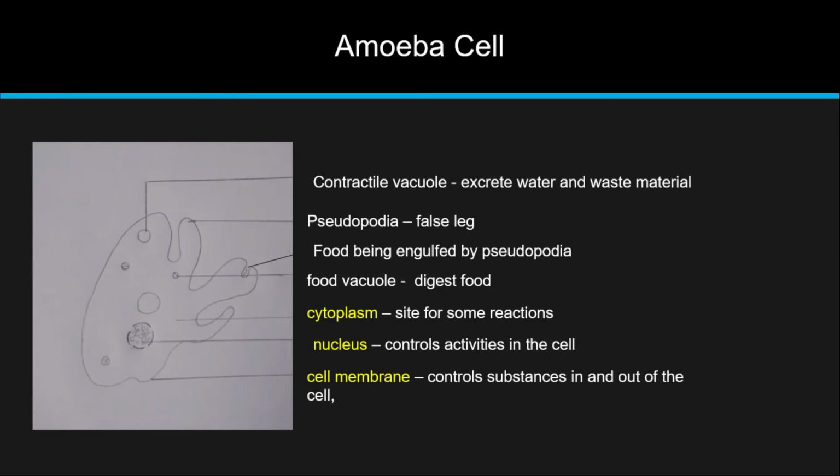All right, the last thing we're going to be looking at with the amoeba is the cell membrane. It controls substances that are entering and leaving the cell. So this organism has a cell membrane.